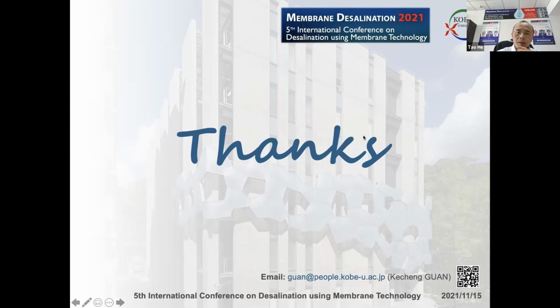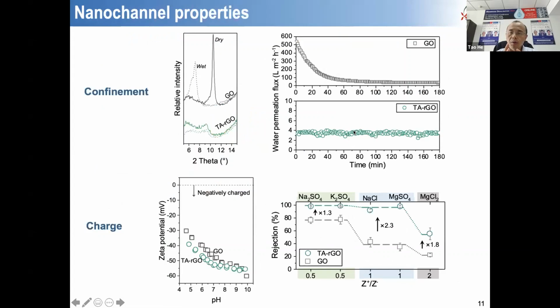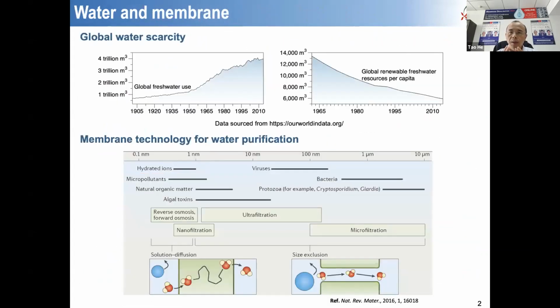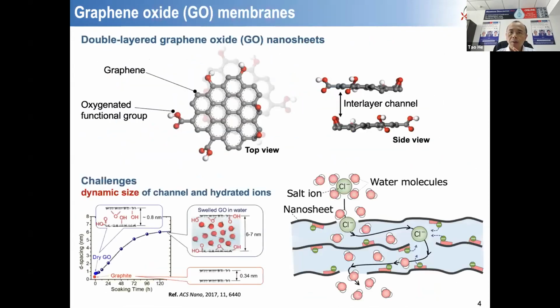So the confinement, where does the confinement come from? From the reduced GO, or from the added chemicals in between the GO layers? Can you elaborate a bit?